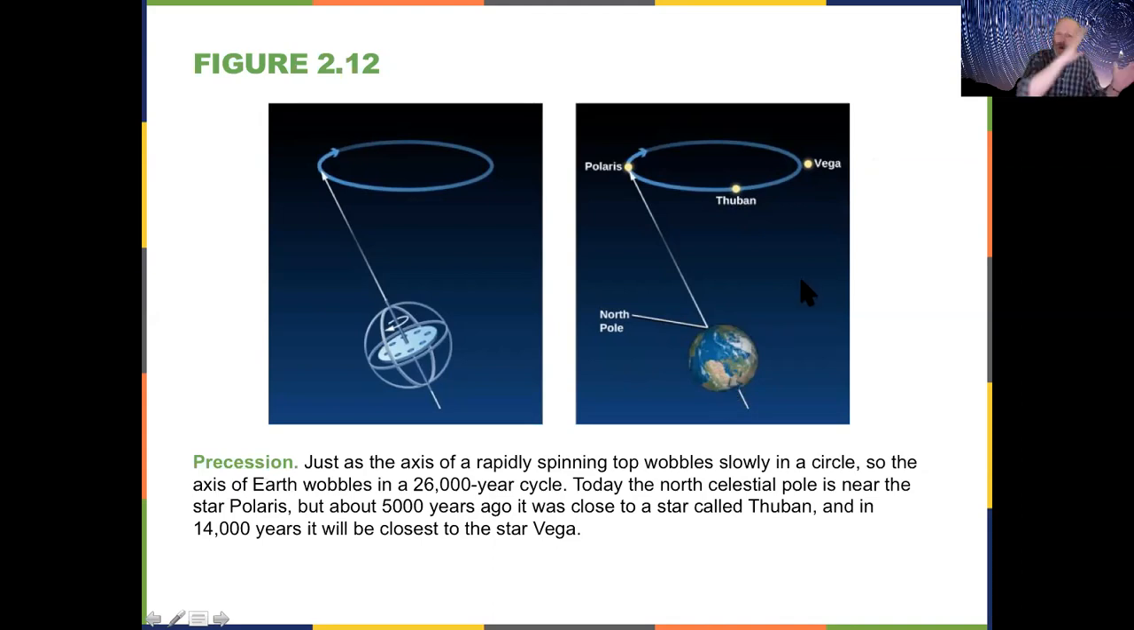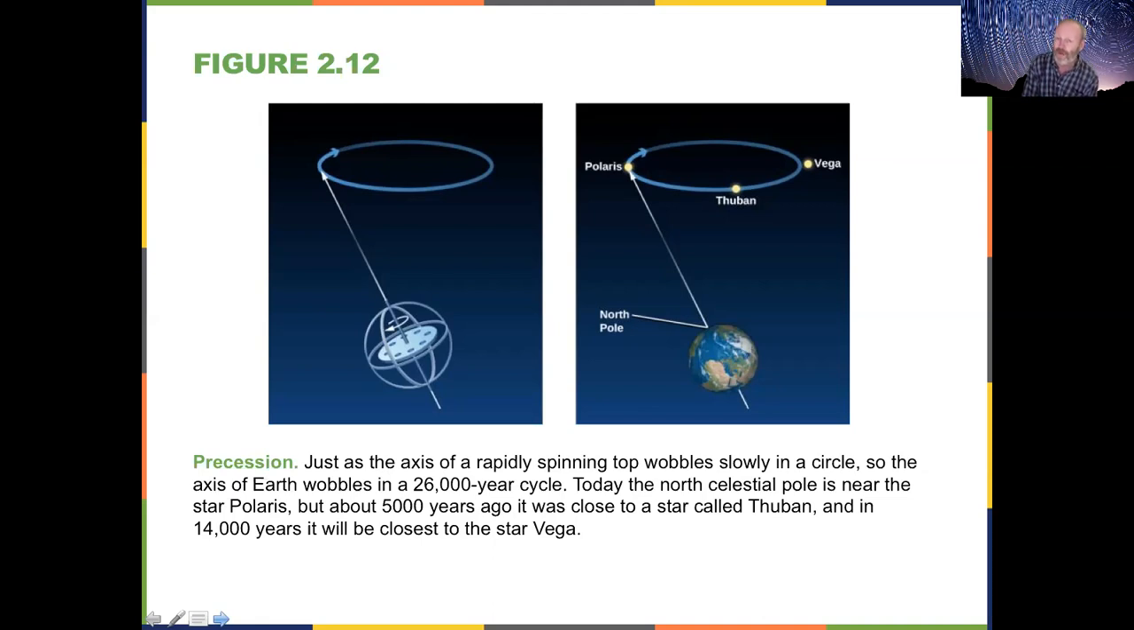But it's not going to be all of a sudden, we go like this. It's going to be a very slow motion, so slow that most people didn't notice. But we'll have several North Stars over the course of 26,000 years. Thuban is one of them, Kokab is one of them, Vega is one of them. There are several that are prominent stars that are on this arc before we'll come back to Polaris.